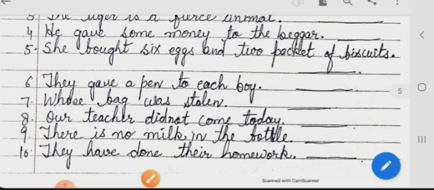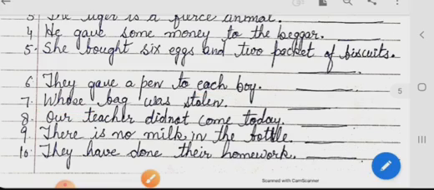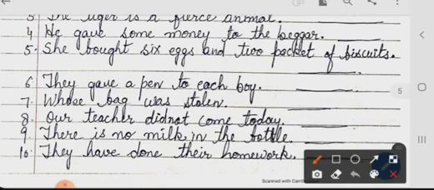They gave a pen to each boy. Here students, each is an adjective and it is a quantitative adjective. Whose bag was stolen? Here the word whose is an adjective and it is an interrogative adjective. Our teacher didn't come today. Here students, this word our is an adjective and it is a possessive adjective.